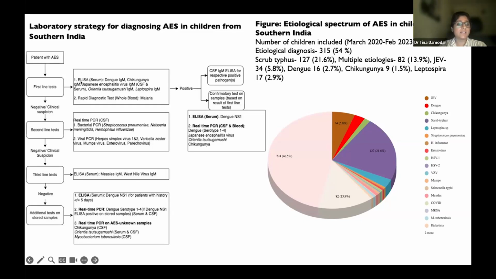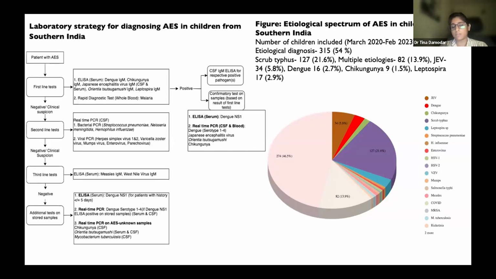It uses ELISAs as well as molecular tests. So ELISAs for dengue IgM, chikungunya IgM, Japanese encephalitis, scrub typhus, leptospira, malaria, and then there is a whole PCR panel for bacterial and viral etiologies. We are also testing for tuberculosis on retrospectively stored samples. One addition that we have done is also performing CSF IgM ELISA for pathogens, which I will speak about in my next slides.